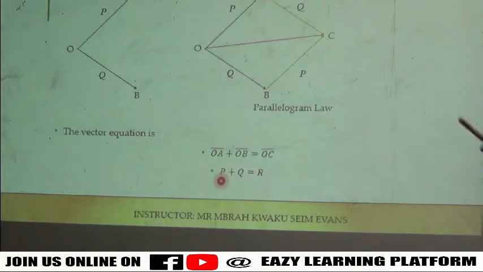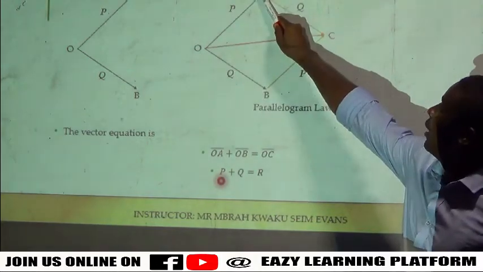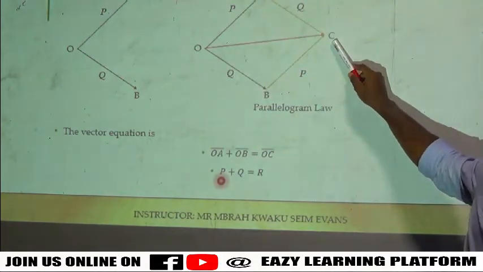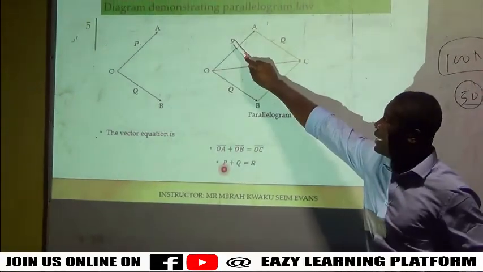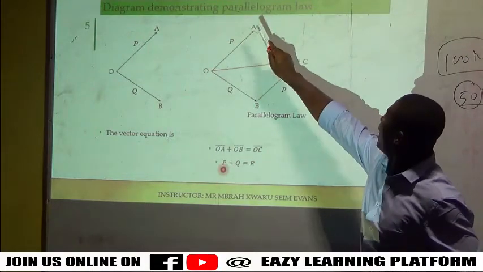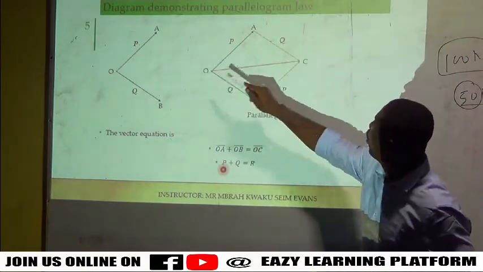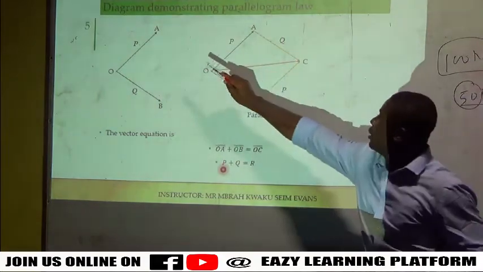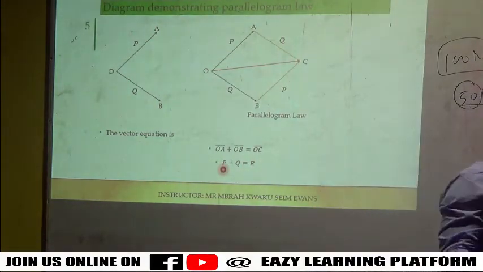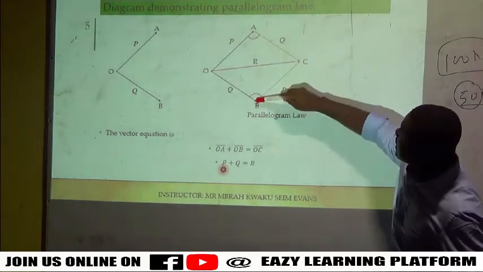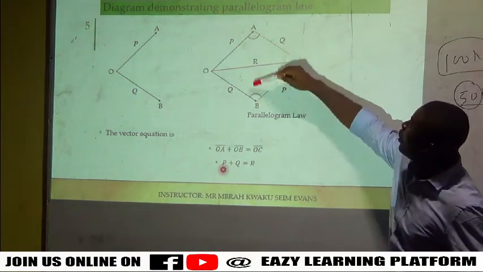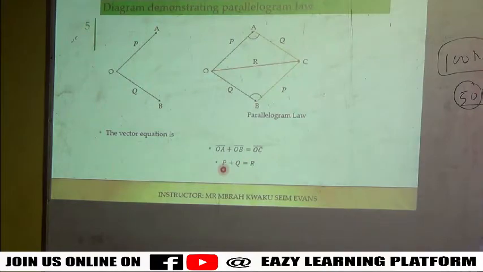So we are saying that OA plus AC is the same as OC. So OA, which is P, plus AC, which is Q, is equal to OC. And that gives us OC, which is the resultant R. Resultant R. Now, for a parallelogram, opposite angles are the same.